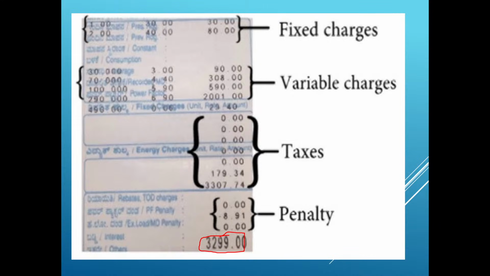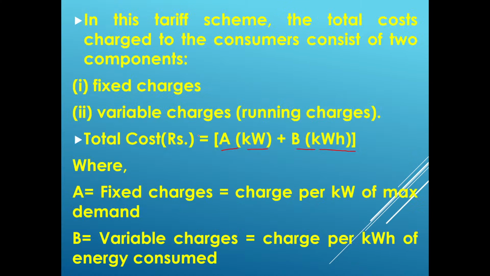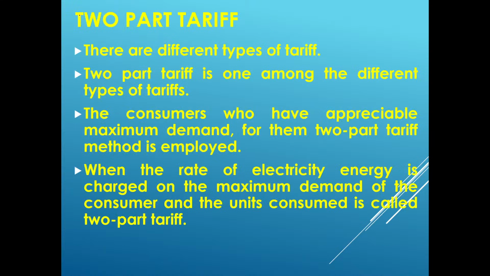But there will be fixed charge and variable charge for the industries, not for domestic people. For us there will not be any fixed and variable charges. But for industries who have maximum demand, who require a very huge quantity of electrical energy, two-part tariff is implemented, not for us.